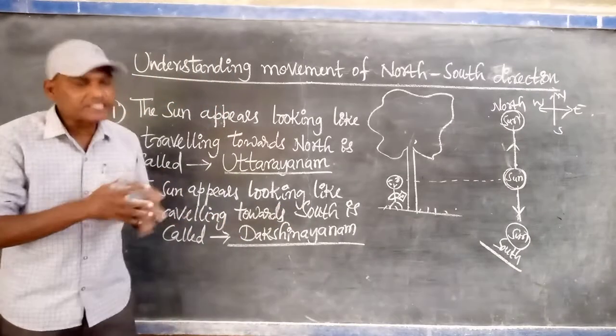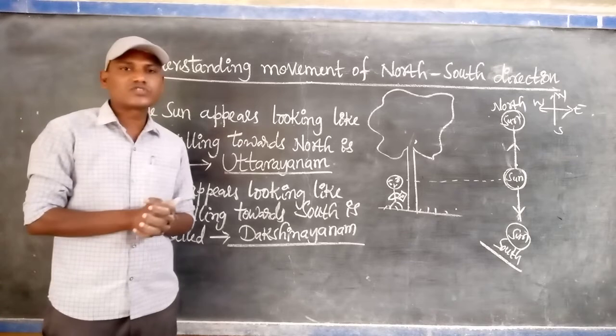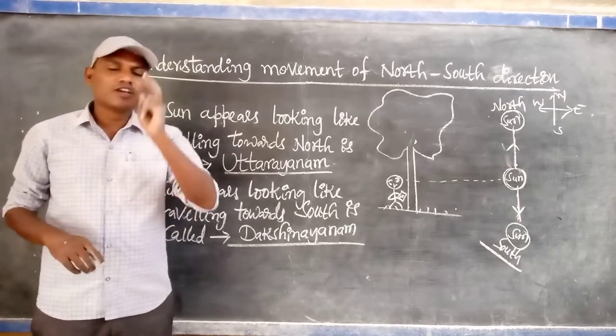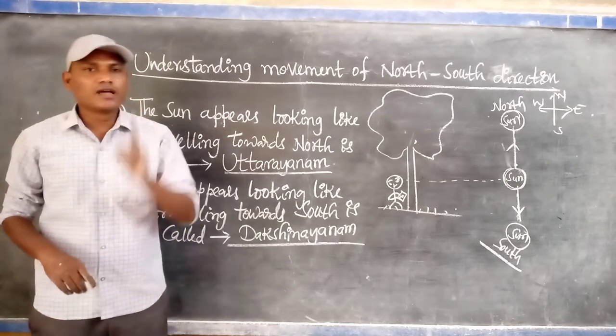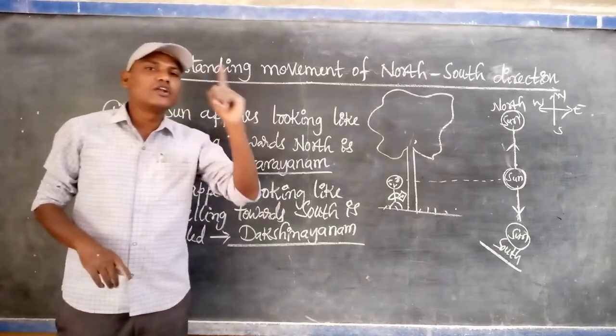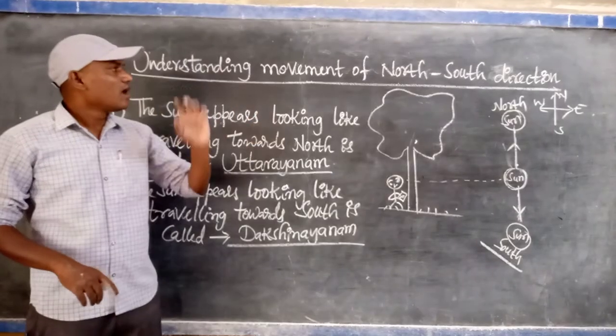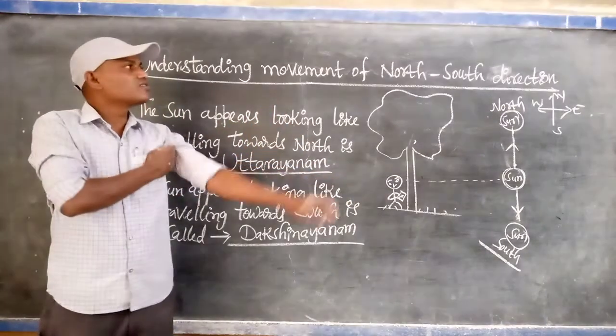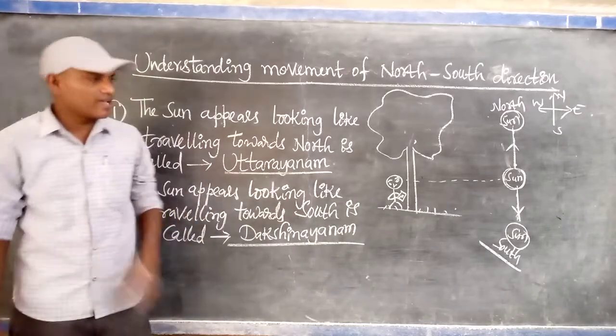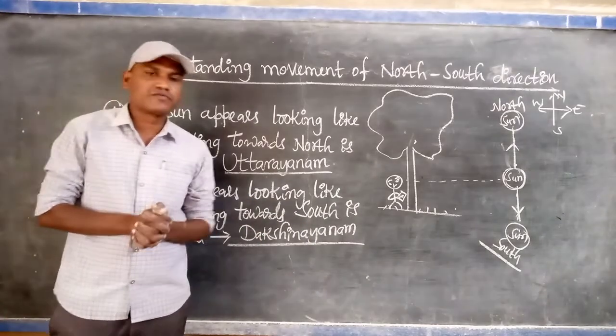So mainly in this part of the video, from the chapter on stars and the solar system, we discussed two simple topics. One is how to find local noon time, and the second is how to understand the north-south movement direction of the sun. Listen very carefully.